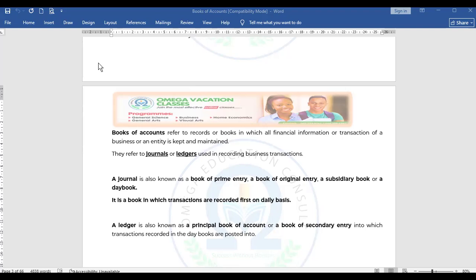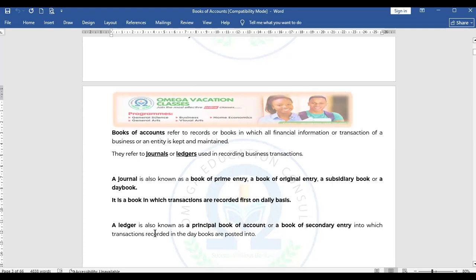Now note, the ledger is a principal book. Why? Because that is the book where we do the debits and credits, which is the basis of the double entry principle. So it's called a principal book because in that book, we apply the principle of double entry, or the double entry principle. Please, I hope I'm not confusing any of you. If I am, please ask your question. Let me clear it up.